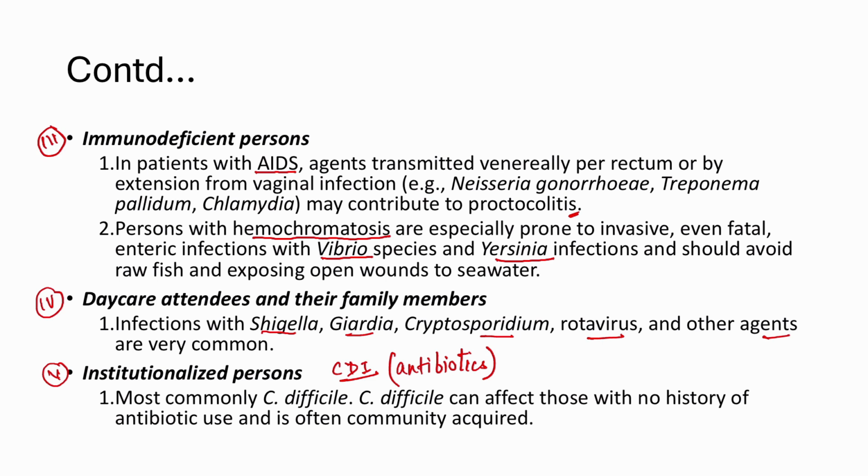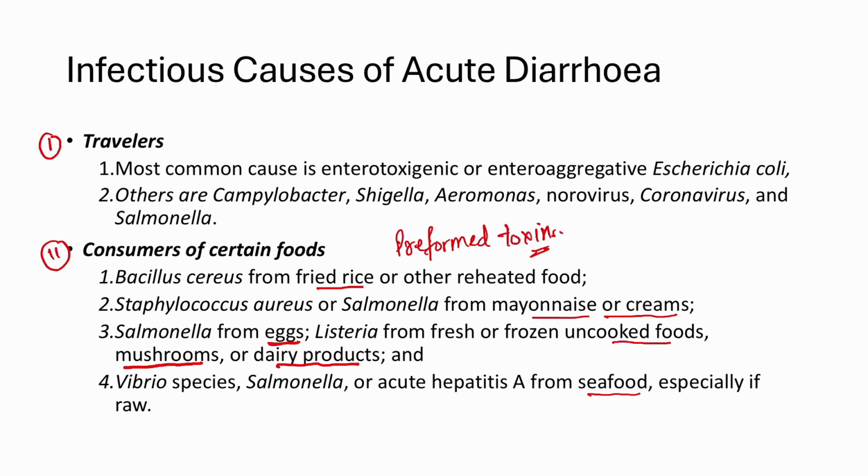Sometimes there is no history of antibiotic use also, and it is community acquired, but many times institutionalized persons and hospitalized patients get infection with CDI. So these are the five categories of individuals who are prone to acute diarrhea, and that also from infectious causes.